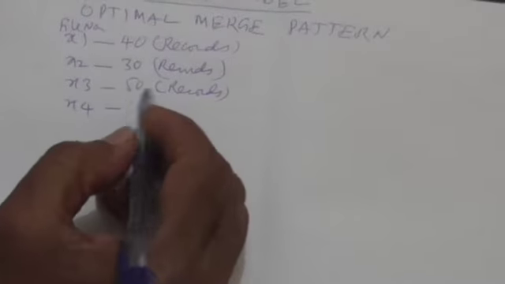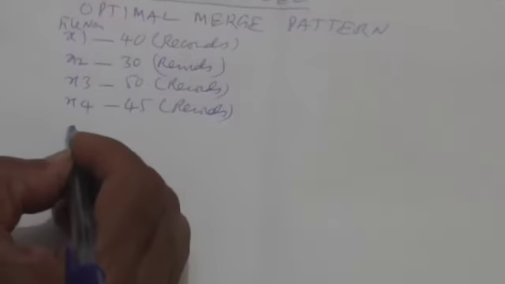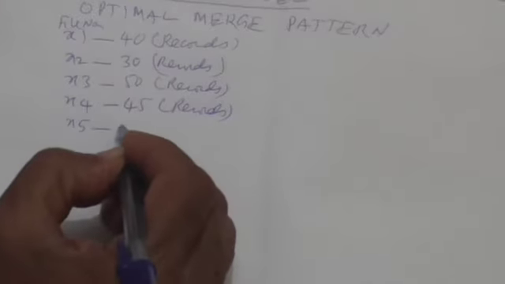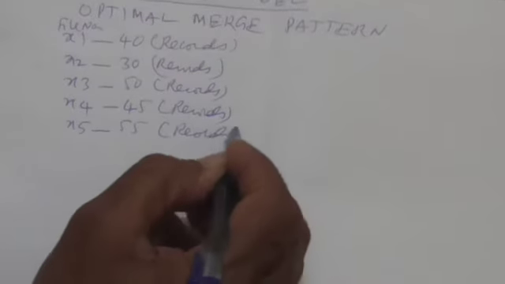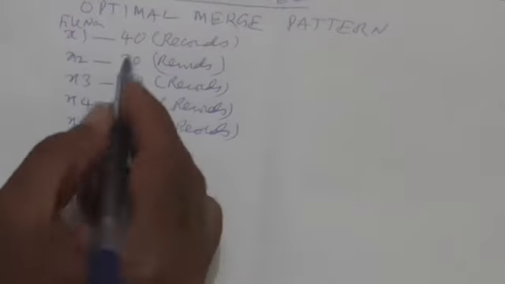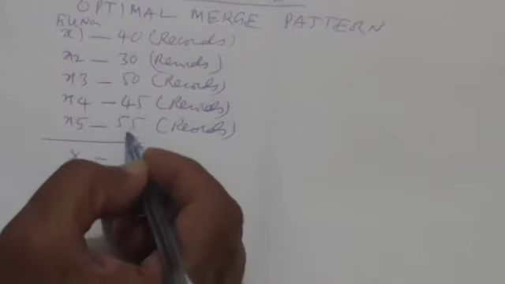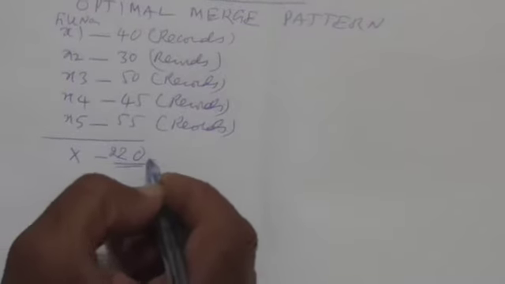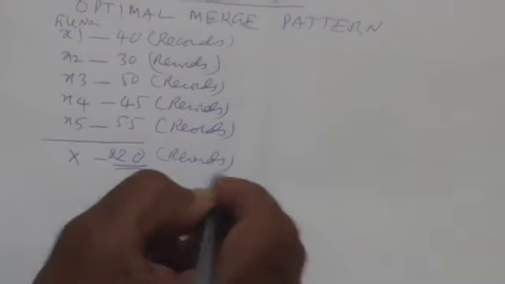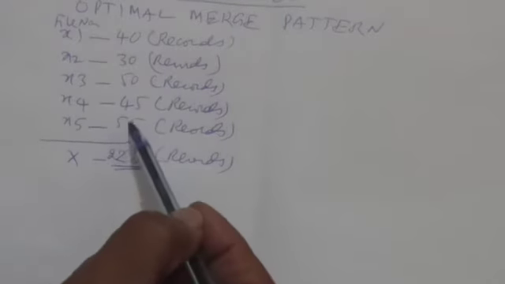x4 containing some 45 records, and file x5 containing 55 records. So when you merge all these files, the total number of records in that file will be 220 records. But the question is how best we can merge them.